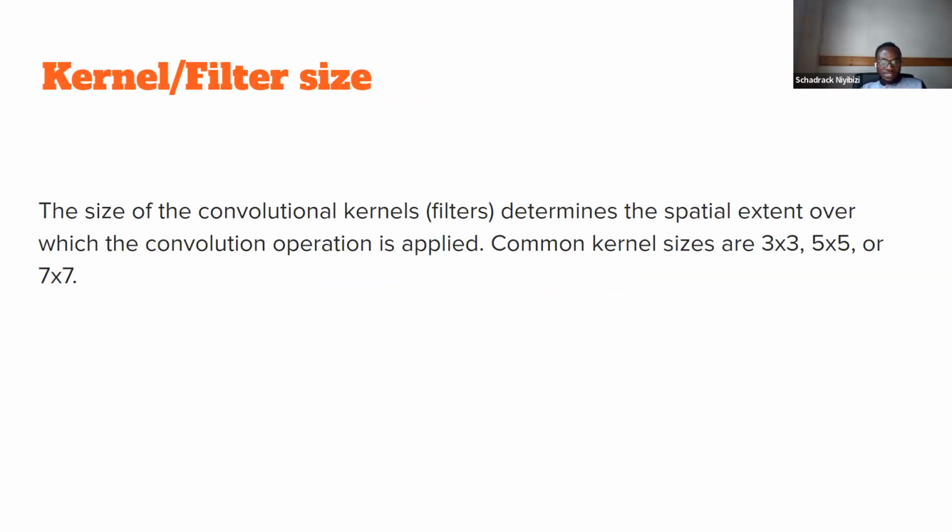The kernel size of the convolution kernels or filters determines the spatial extent over which the convolution operation is applied. For the kernel size, this is the most recommended: we can go 3 by 3, 5 by 5, 7 by 7. I don't know if you can go 9 by 9. That's further research you can make, or another discussion that will be made during the class.